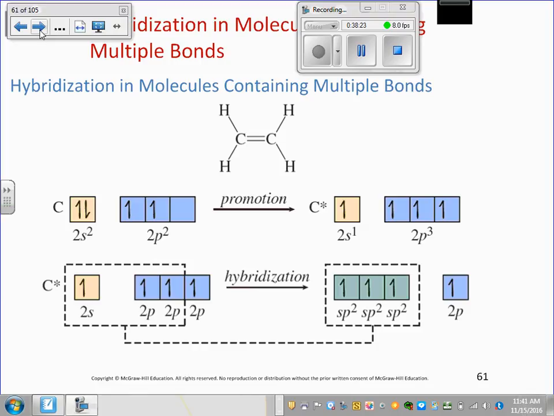Here's my trigonal planar. Okay. So I have another carbon. It's going to be the mirror image of this. It's on the other side. Here's my other carbon.